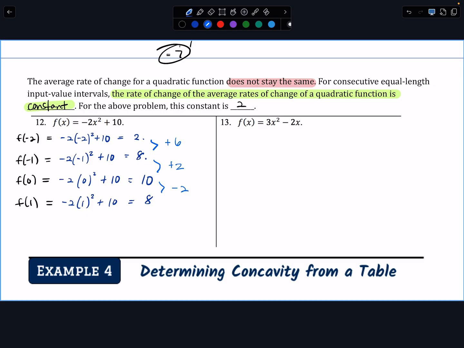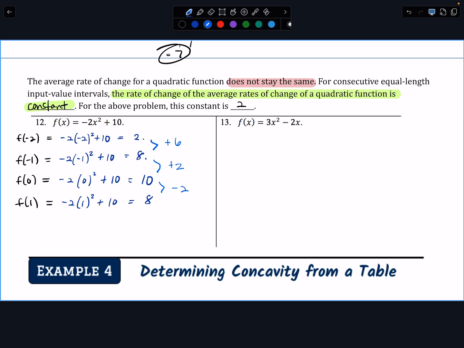Okay. So this would be the first time. Does that make sense? The average rate of change between these 2 points is 6. The average rate of change between these 2 points is 2. The average rate of change between these 2 points is -2. You guys follow me? Okay. So is this linear? Are these the same? No. So I'm going to do it again.